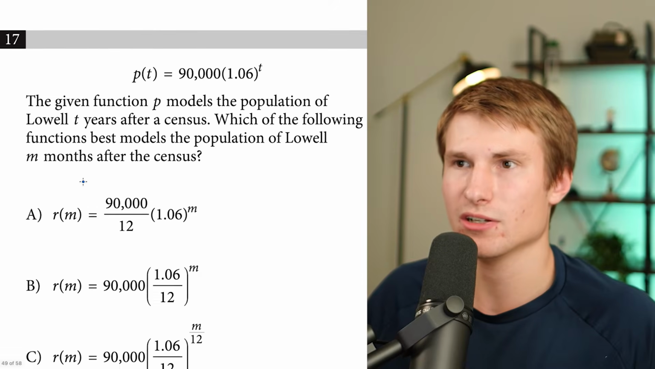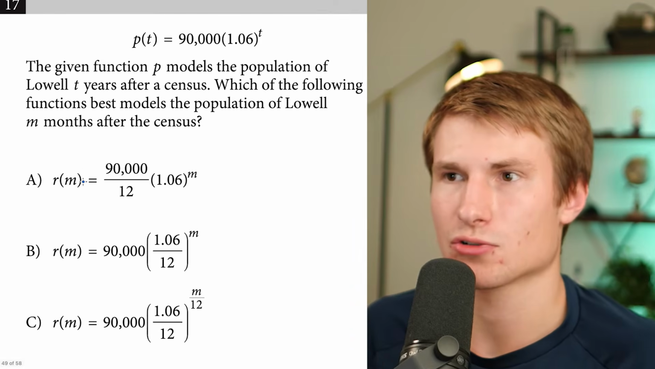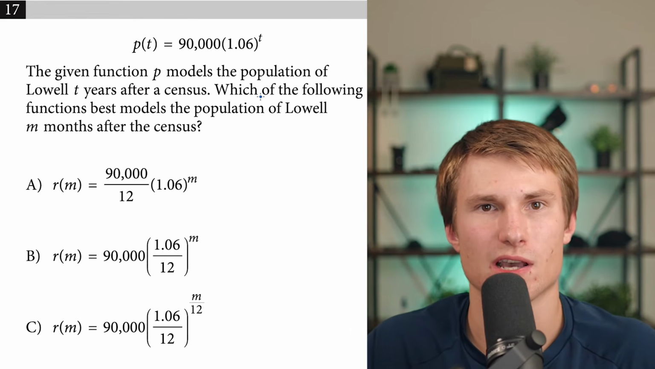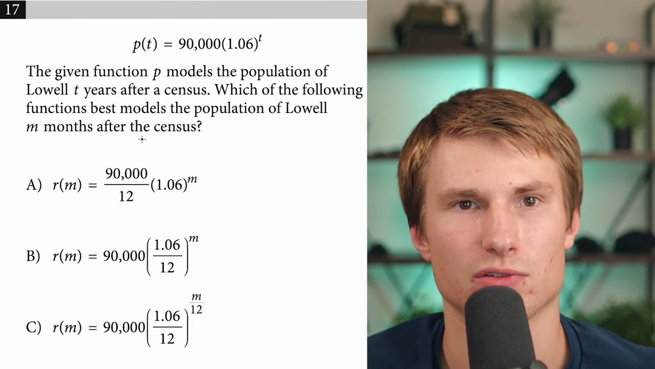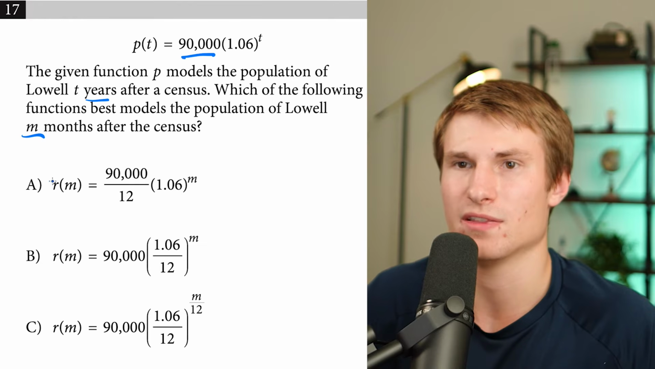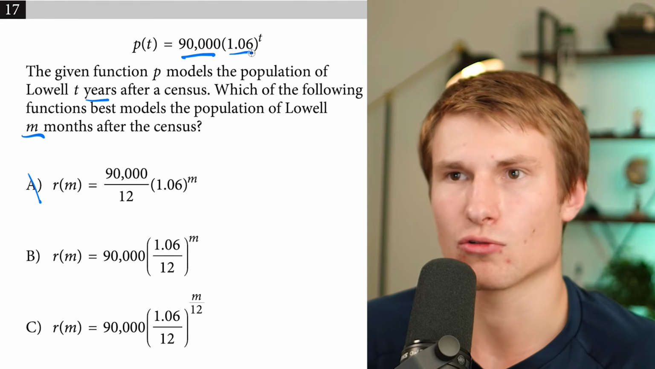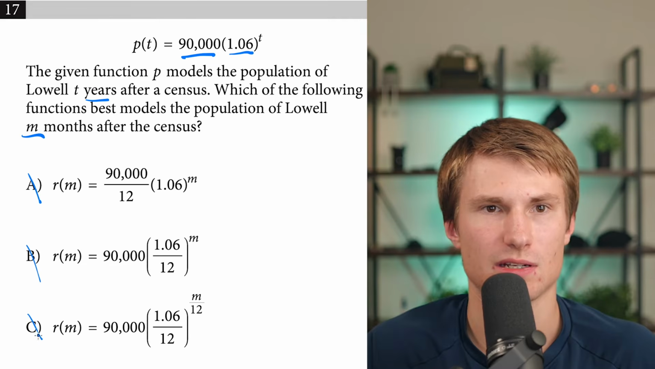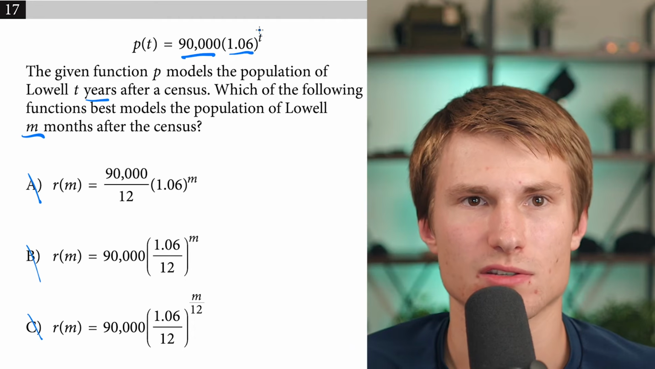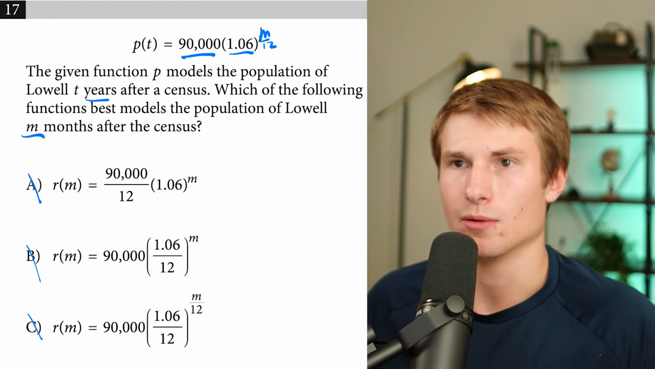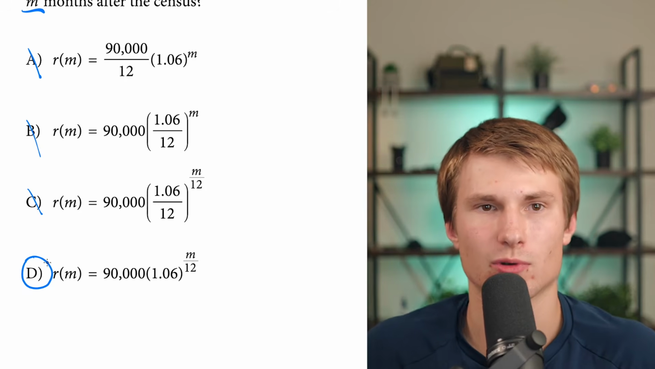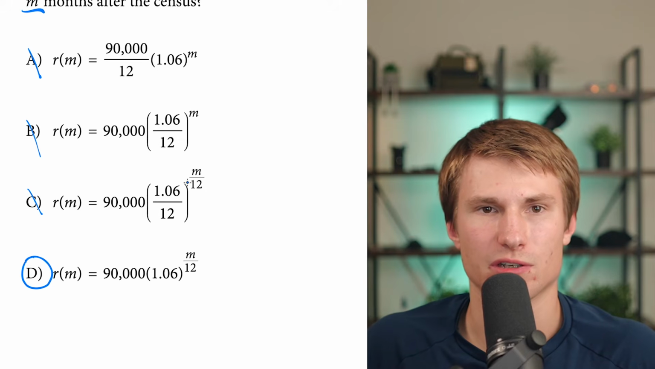And moving on to question number 17. Okay, this mostly fits. I'll scroll down to D as we go through this. Given function P models the population of Lowell T years after a census, which of the following functions best models the population of Lowell M months after the census? So the key thing here is we're switching from years to months. Our initial value will remain the same, so I can get rid of A. Our growth factor will also remain the same, so I can get rid of B and C. The only thing that's going to be changing here is this T. Okay, we're switching from years to months, so it should turn into M over 12, which if we go down to answer choice D, we see that we'll have 90,000 times 1.06 to the power of M over 12. Okay, only thing we're changing there is our unit of time, switching it from years to months.